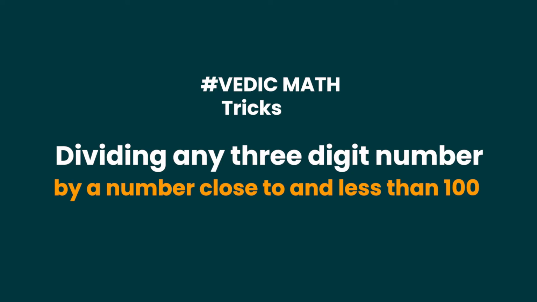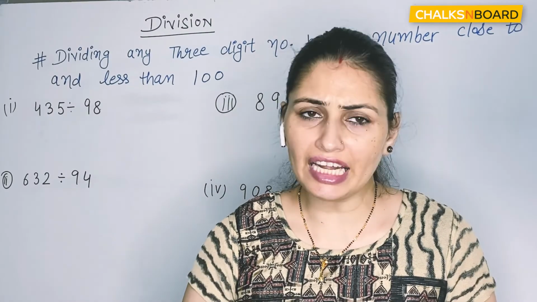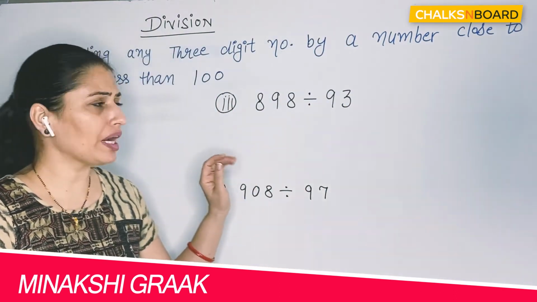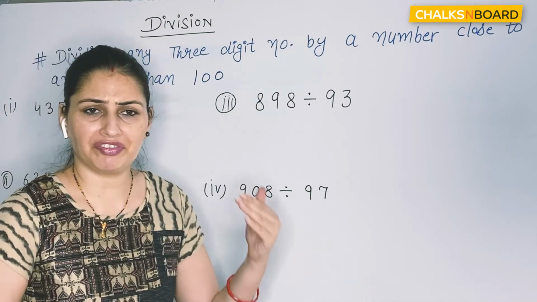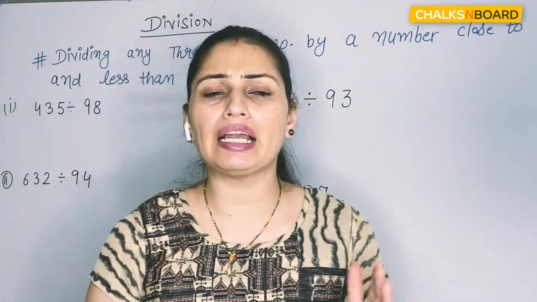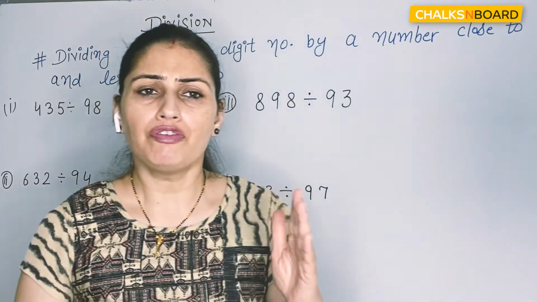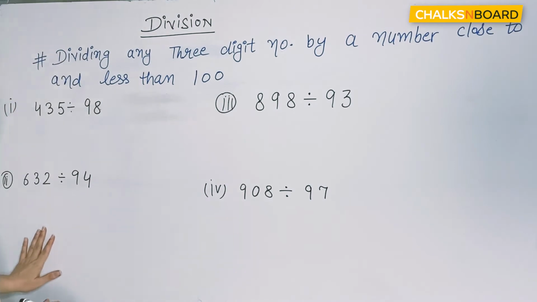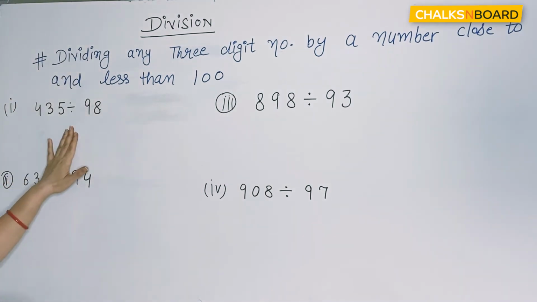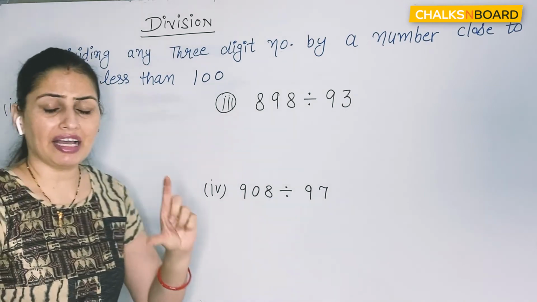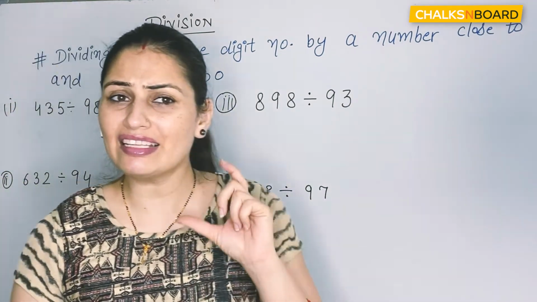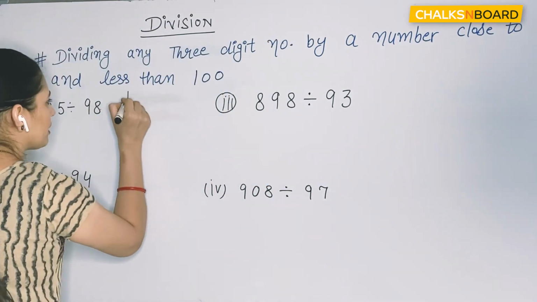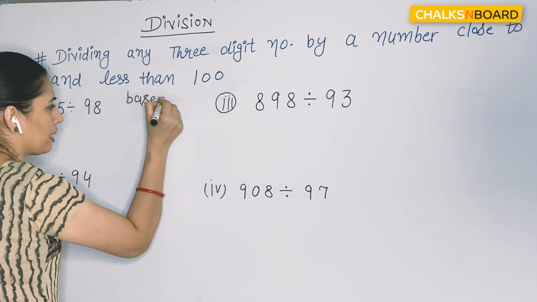Let's start another trick for division, that is how can we divide any 3-digit number by a number close to and less than 100. That means your divisor will be around 100 but less than 100. For example 98, 97, 96 like this. Let's take some example. Here you can see 435 divided by 98. Our divisor is here 98, which is less than but close to 100. So first step is write the base. Base is 100.